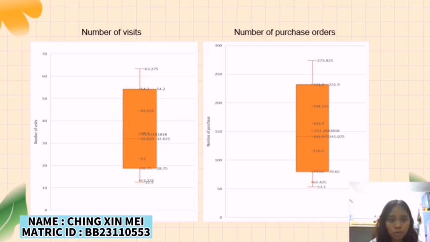If the purchase orders box consistently surpasses the visits box, websites are not only attracting traffic, but also successfully converting a significant portion of it into purchase orders.